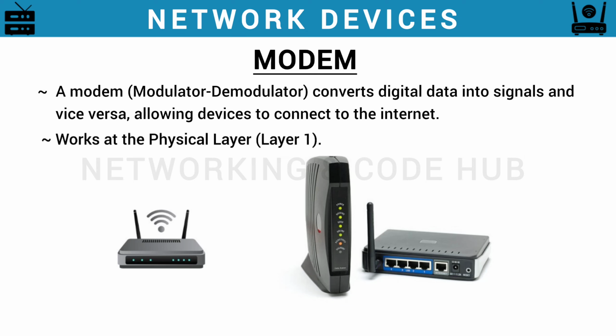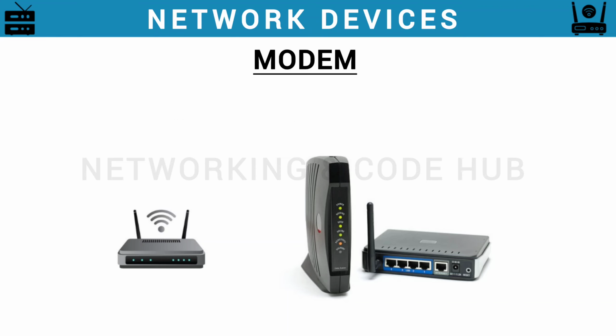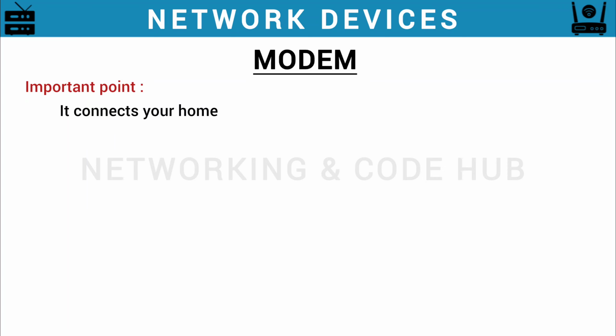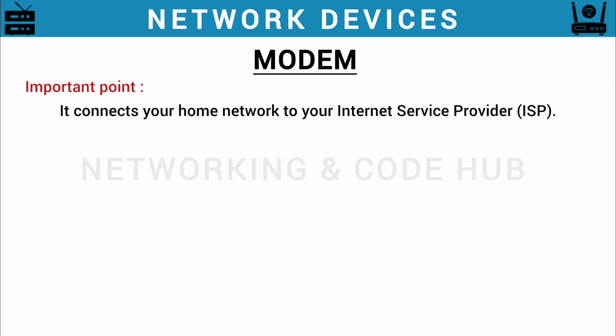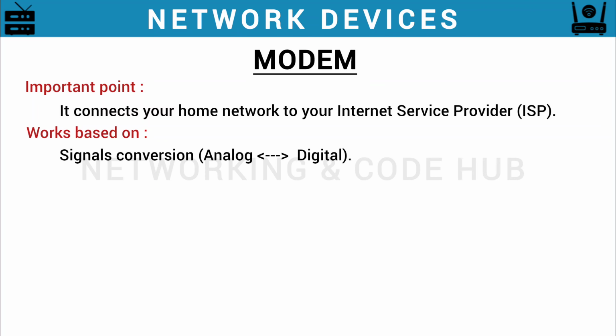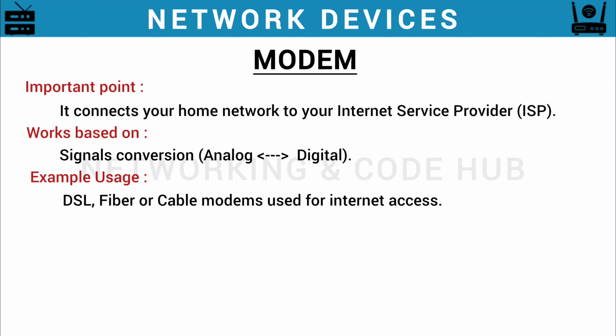It works at the physical layer, layer 1. A modem operates at the physical layer of the OSI model. This means it only deals with data transmission and does not understand MAC addresses like a switch or IP addresses like a router. An important point is it connects your home network to your internet service providers, ISPs. ISPs are like Jio and Airtel, and a modem works based on signal conversion, analog to digital or digital to analog. Examples of modems are DSL, fiber or cable modems used for internet access.